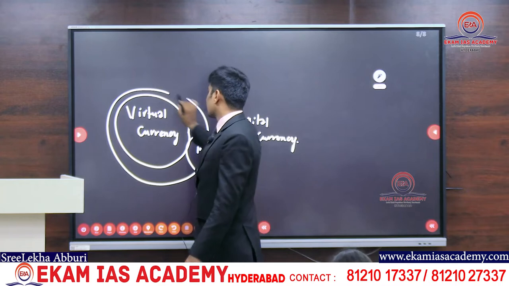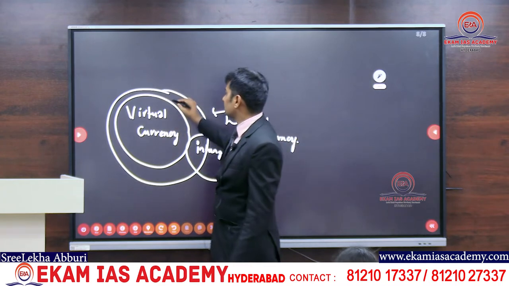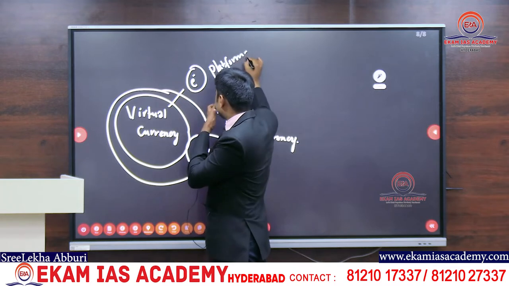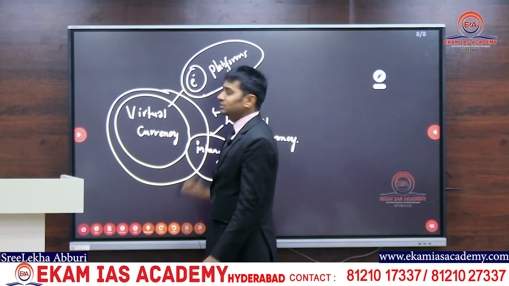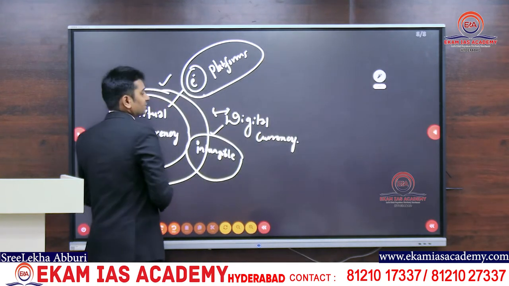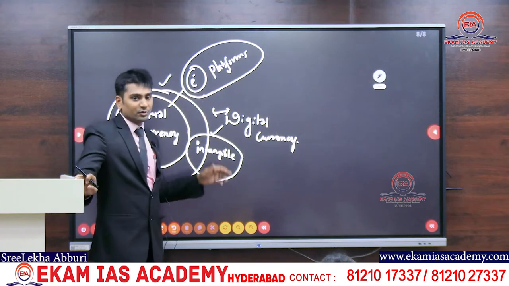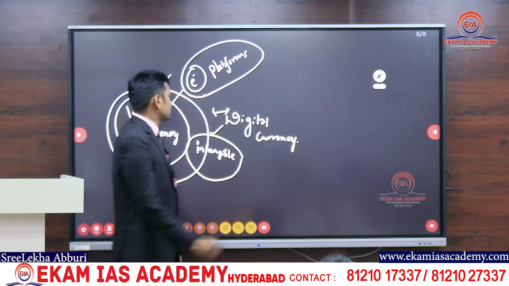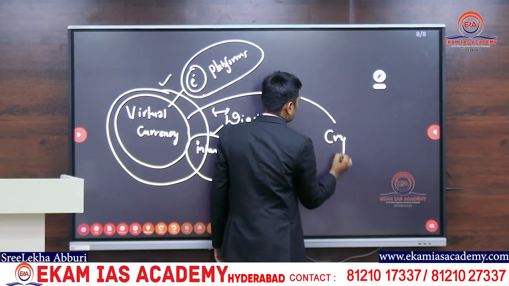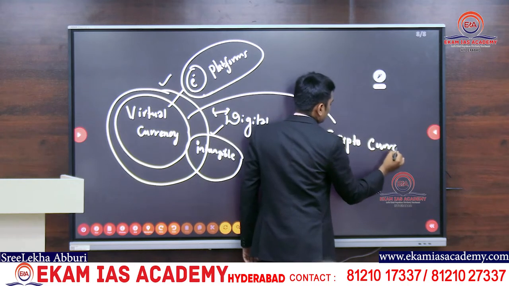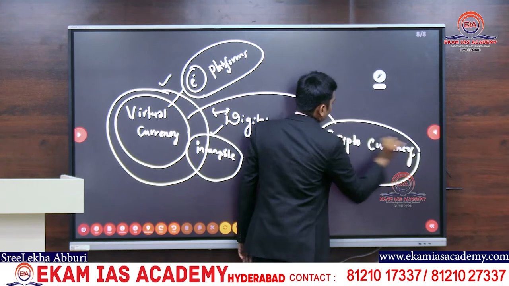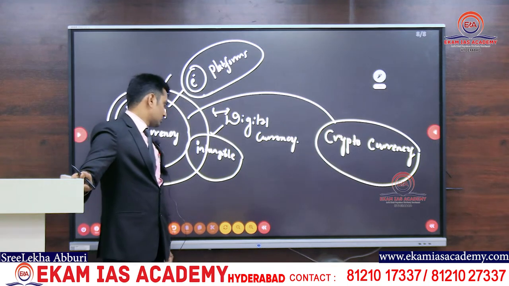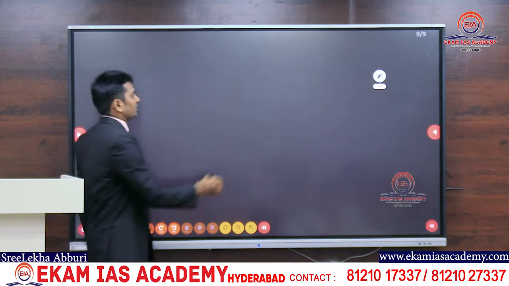Virtual currency or digital currency is money which is developed in electronic platforms and is intangible in its nature. These are also famously known as cryptocurrencies. Now, these cryptocurrencies can be classified into two types.